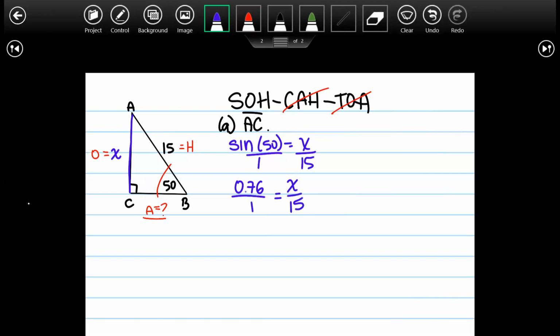When we simplify this out and we do cross multiplication, we're going to get X is equal to 15 times sine of 50, which is about 11.4. So that's what we've got to be able to do with this one.